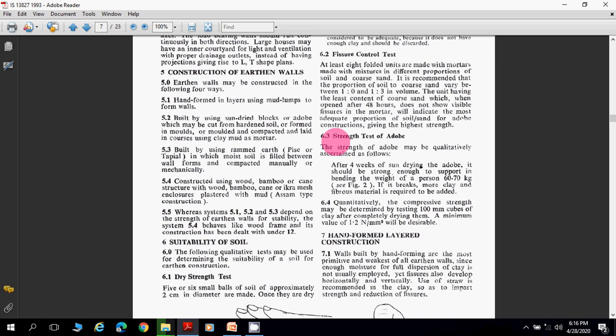The third one is the strength test of adobe. If we are using masonry construction using adobe, how is the strength test to be done on adobe?